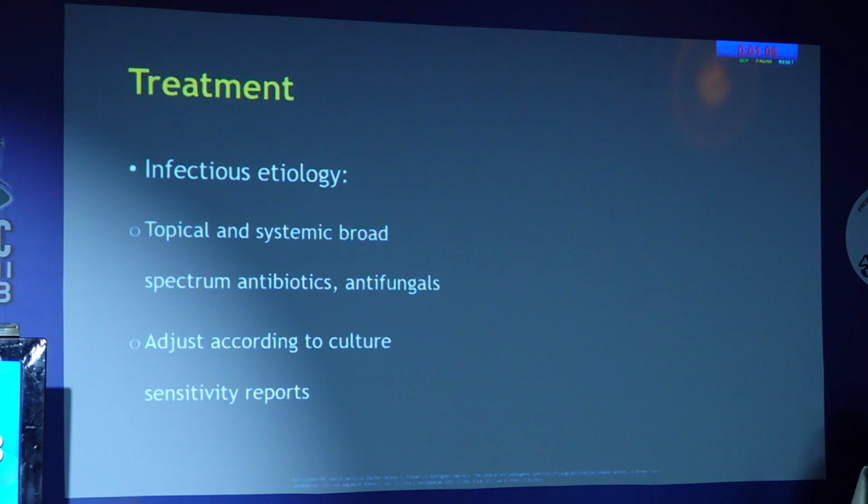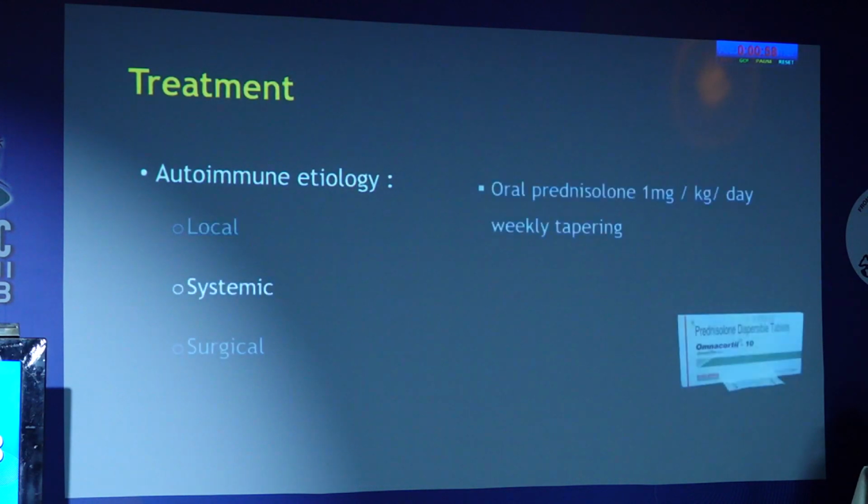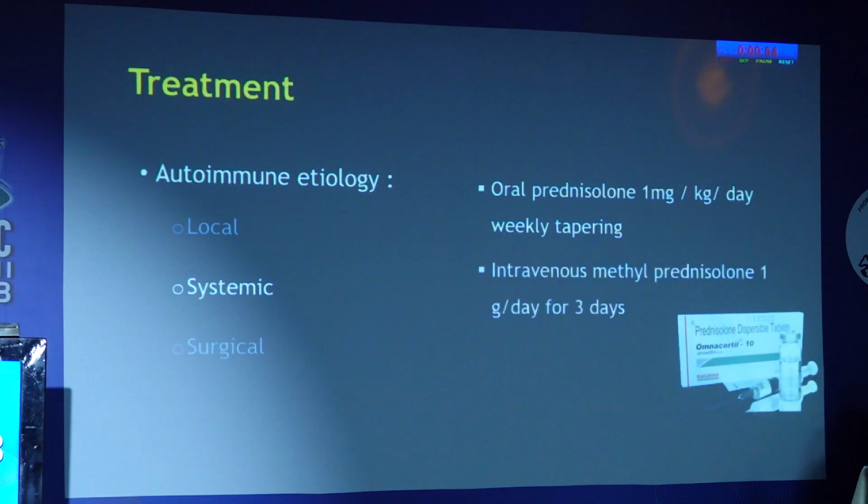In case of autoimmune etiology, your main goal of management is to suppress the inflammation and to halt the progression. So your first line of management is steroids. Oral steroids can be started. In case of a rapidly progressive disease, IV steroids. In case of non-responsiveness, immunosuppressors. And if there is failure with all these agents, biological agents can be started.